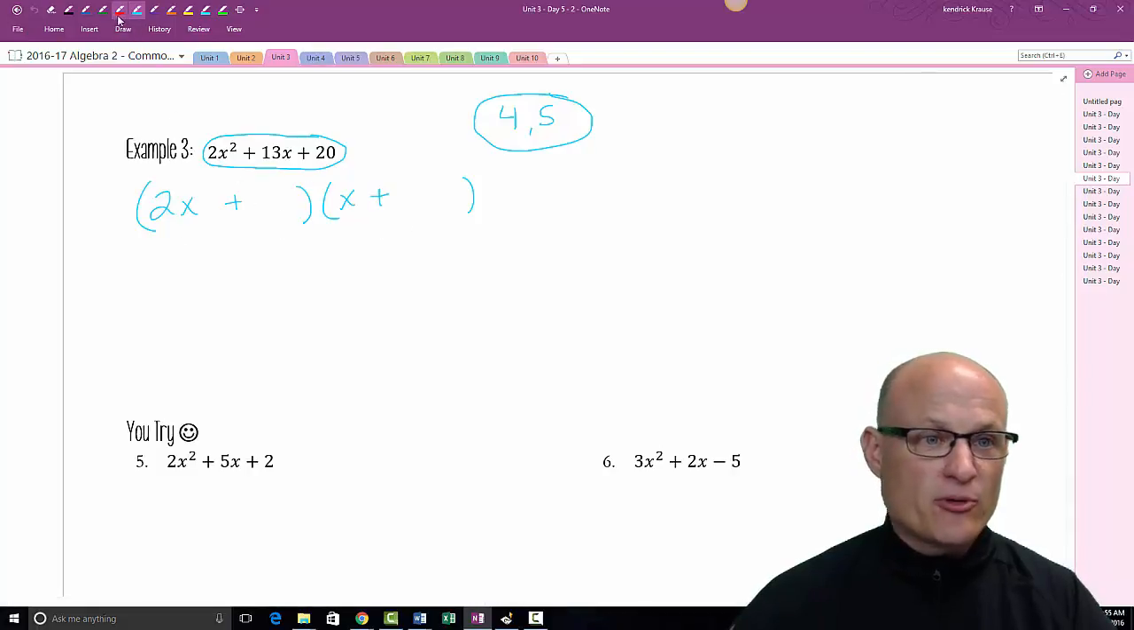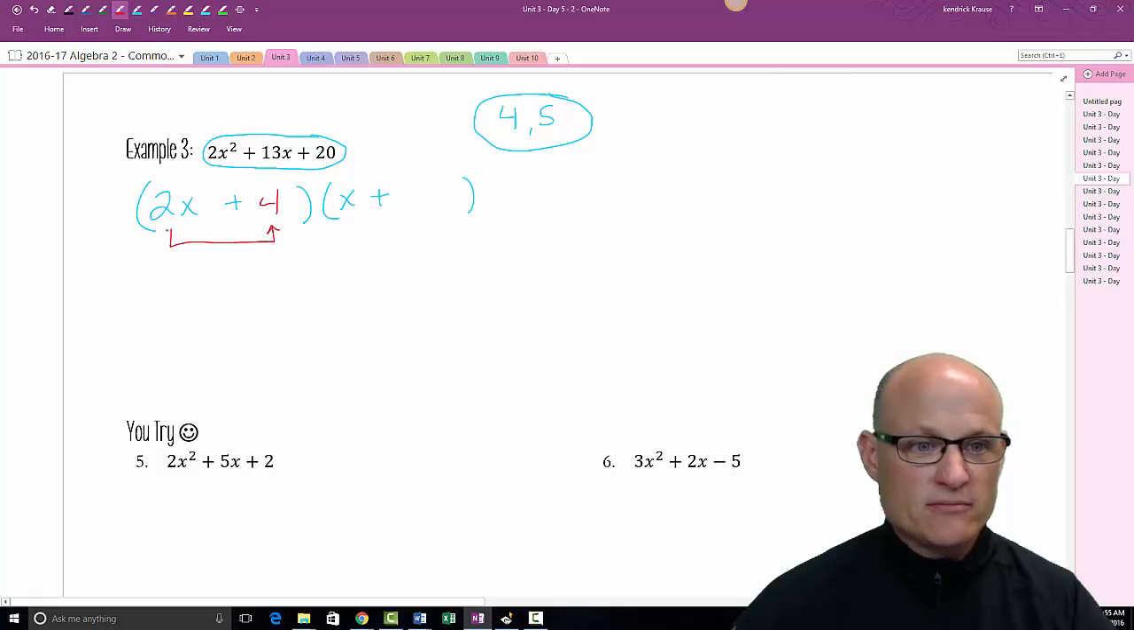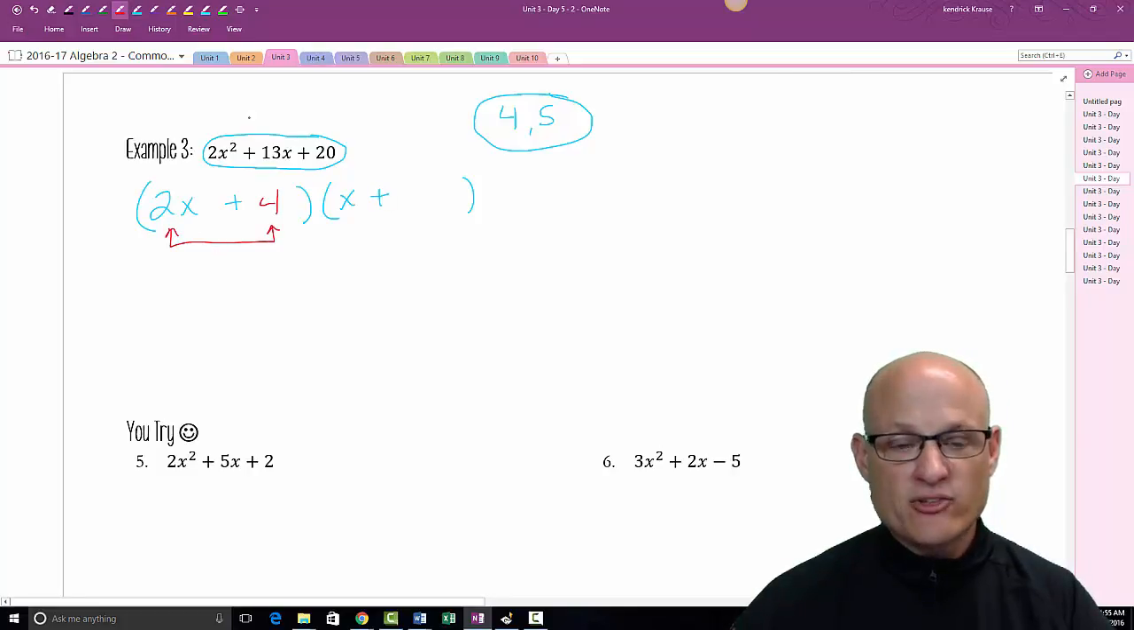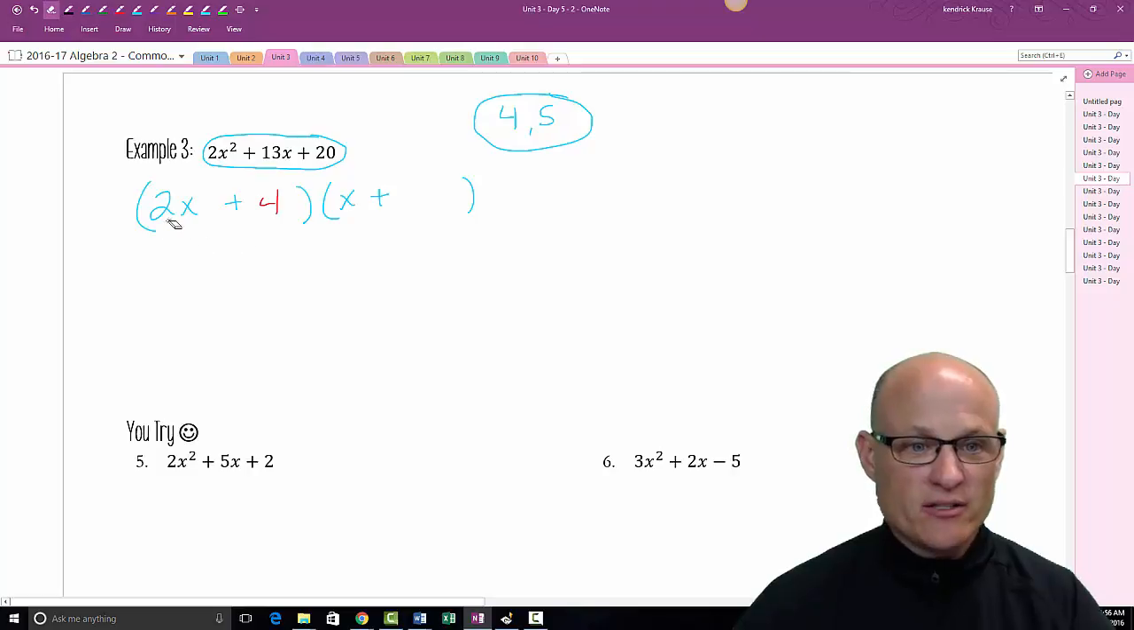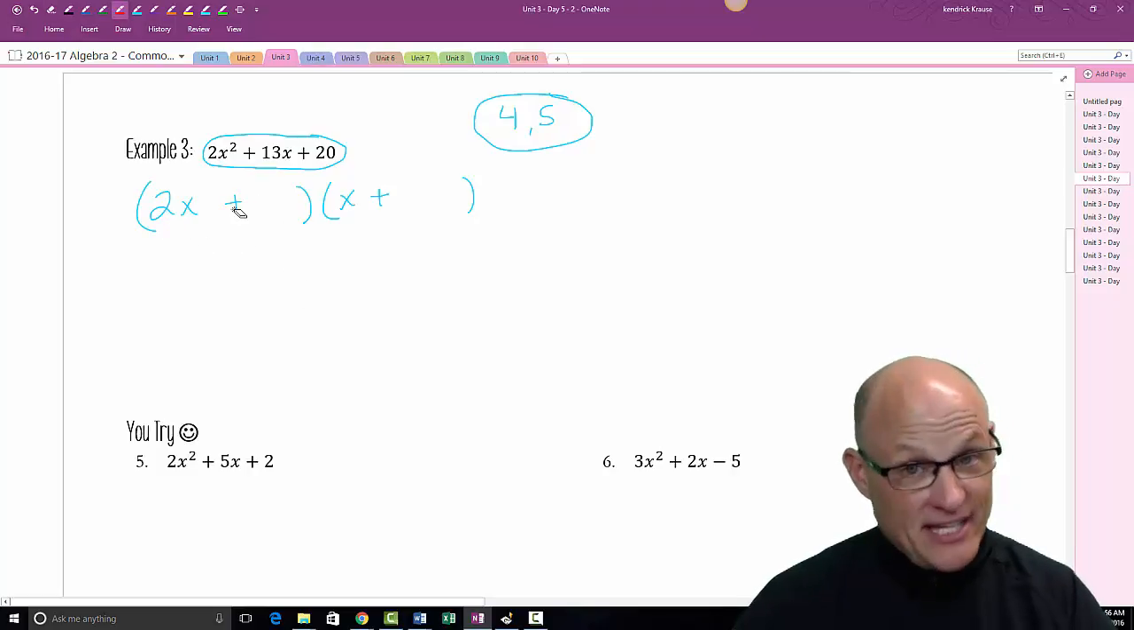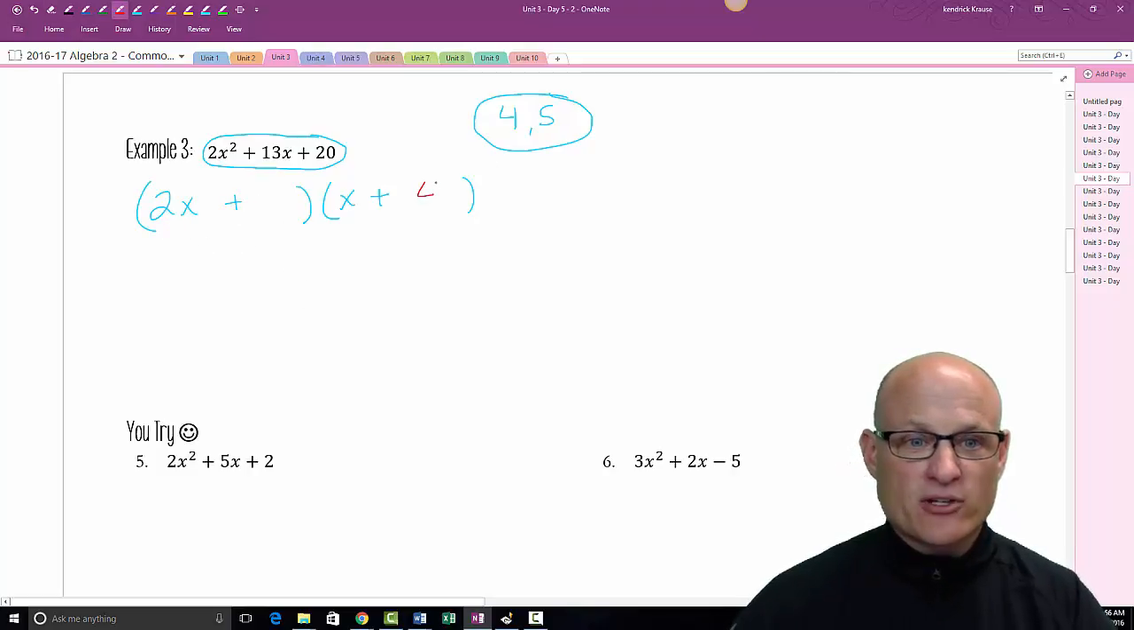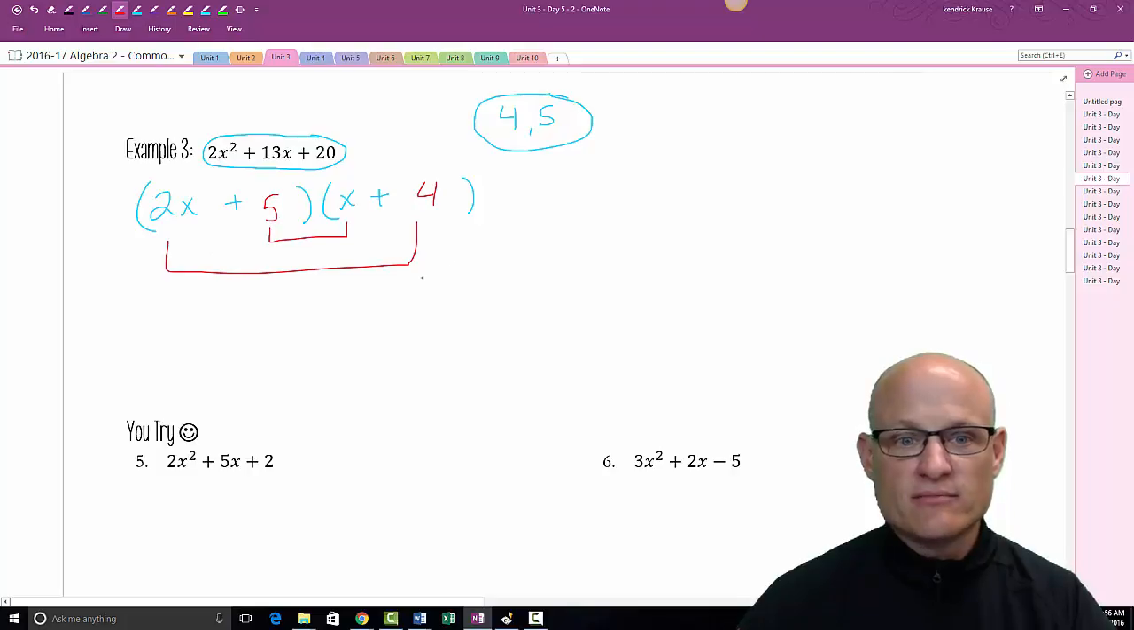So if I was to put a 4 here, wouldn't these two have a GCF? They would have a GCF. So 4 can't go there. If I'm going to use 4 and 5, the 4 has to go here, and the 5 has to go here. Let's see if it works. 8 and 5. 8x and 5x. That's 13x. Done.